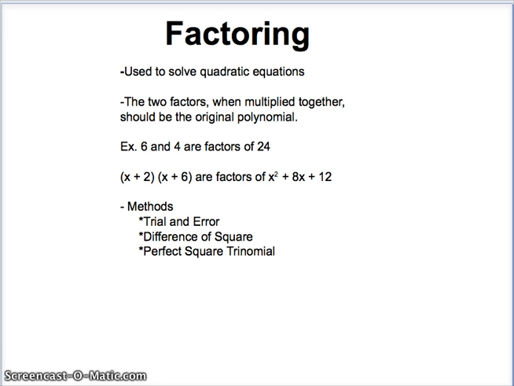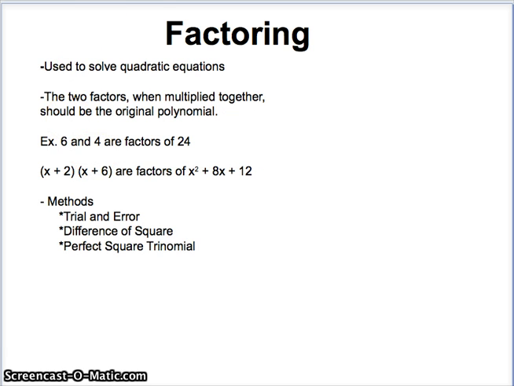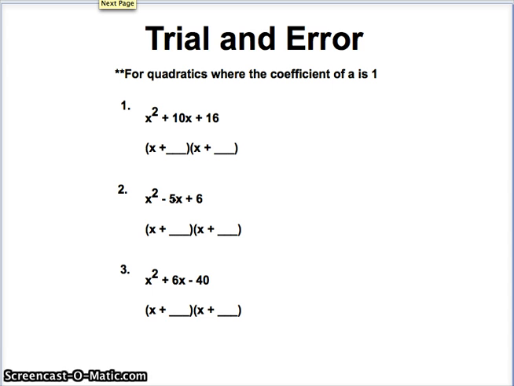When talking about factoring today, we're going to look at three different methods: trial and error, the difference of squares, and the perfect square trinomial. First up is trial and error. Trial and error is a great method for when the coefficient of a is 1. When the coefficient of a is something other than 1, things get more tricky.